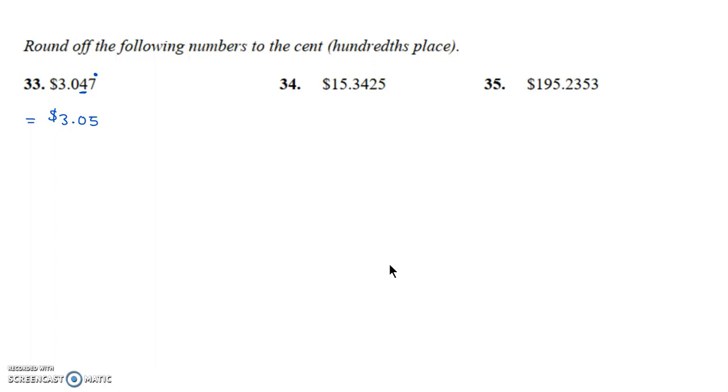For number 34, same place, hundredths place. The 2 won't do anything to this 4, so we're going to round $15.34. And for 35, we're rounding to the hundredths place. This time the 5 will push our 3 to become a 4, so our answer will be $195.24.